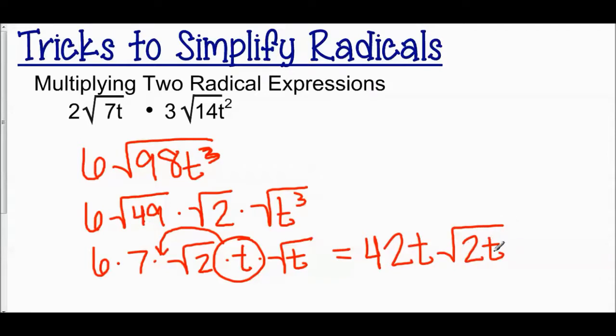The 2 and the t come from where I took this square root and this square root, and I put both of those under the radicand. So the simplified version is 42t times the square root of 2t.